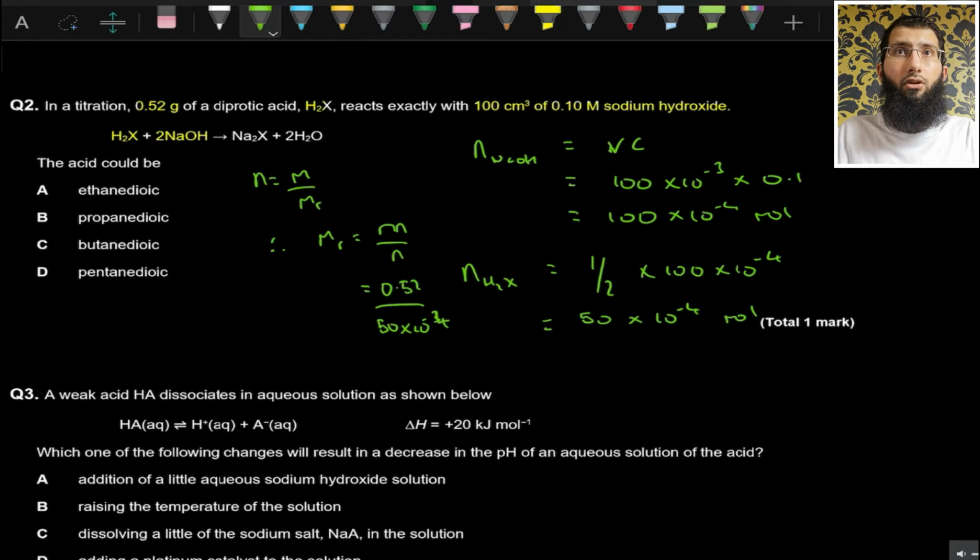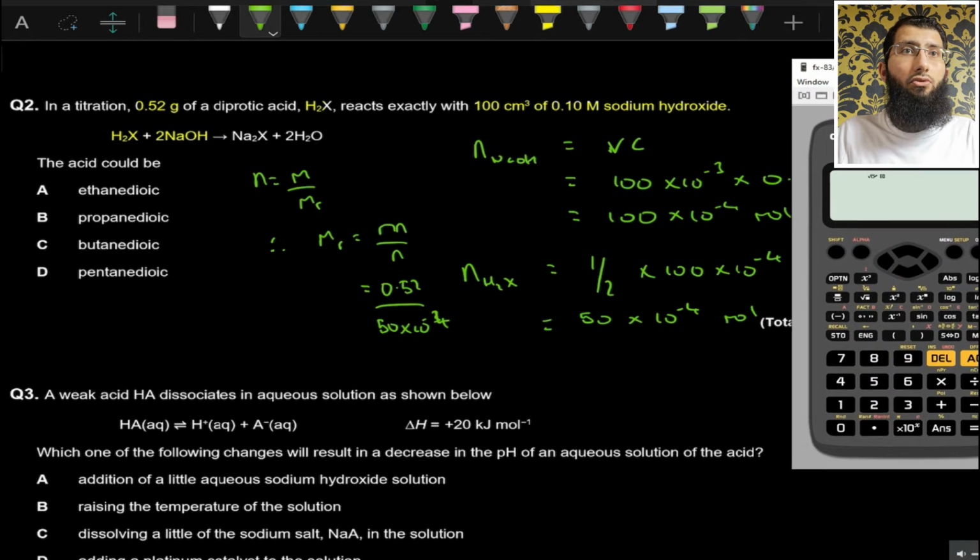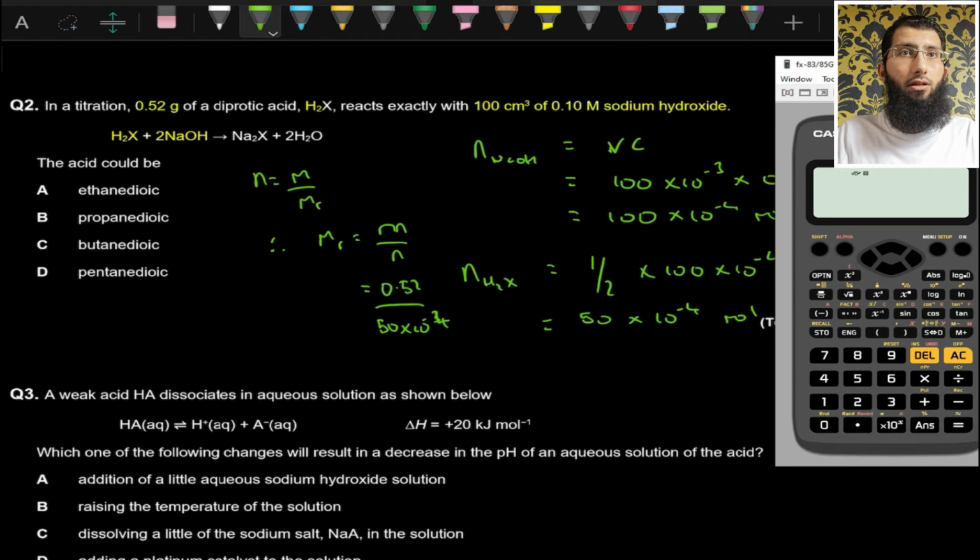Okay, let's stick this into a calculator. 0.52 divided by 50 times 10 to the minus 4, and that equals 104. So we know the Mr of that is 104 grams per mole.